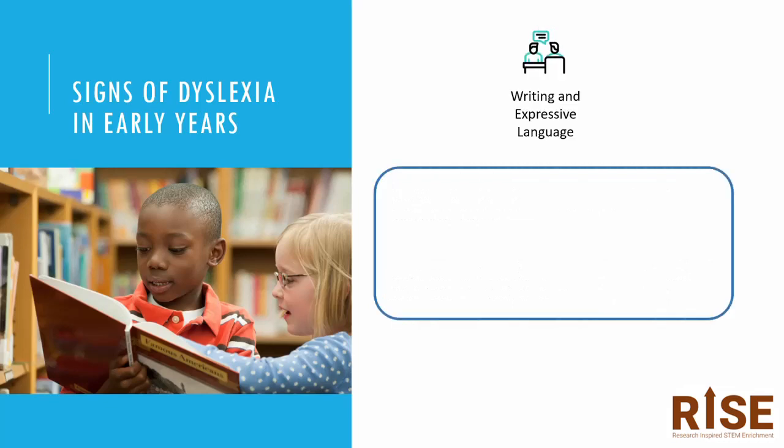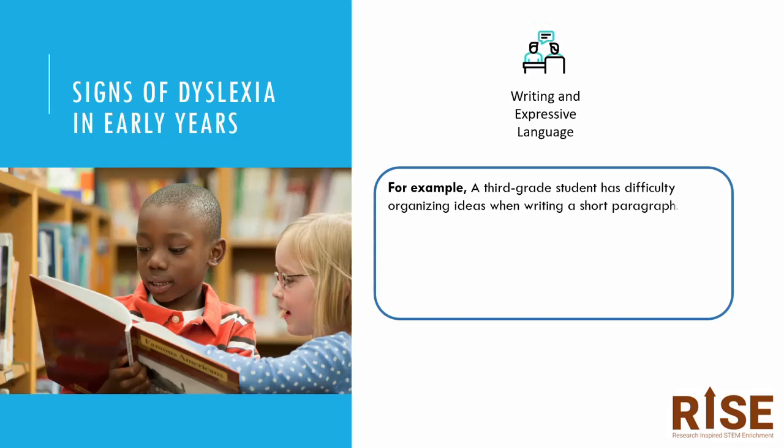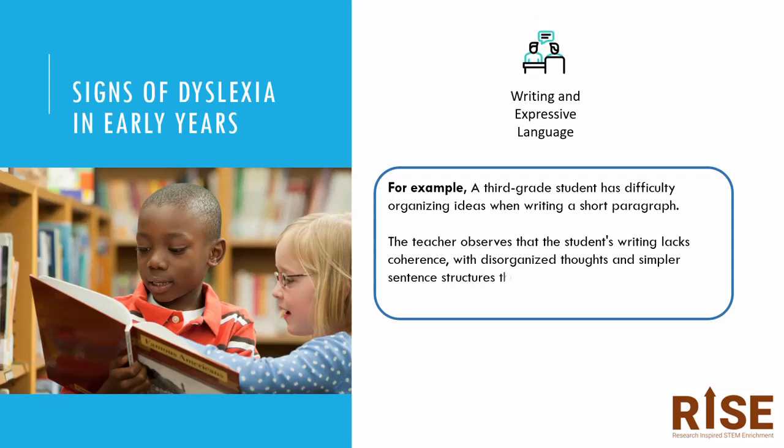Writing and expressive language. Difficulties in organizing thoughts coherently in writing and grammar can impact written expression. The child may use less complex sentence structures and struggle with narrative coherence. For example, a third-grade student has difficulty organizing ideas when writing a short paragraph. The teacher observes that the student's writing lacks coherence, with disorganized thoughts and simpler sentence structures than expected for their grade level.